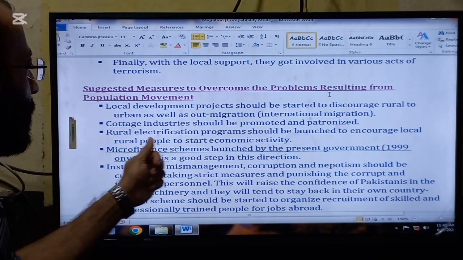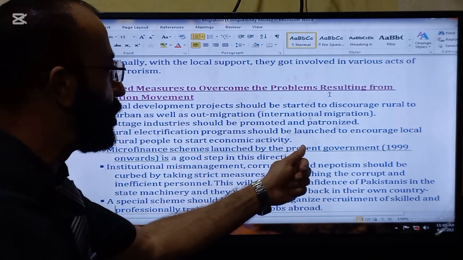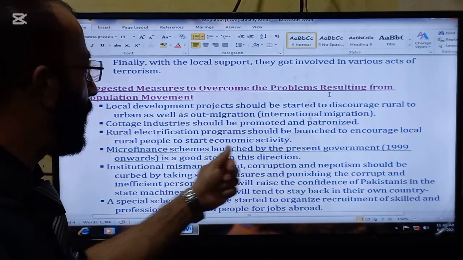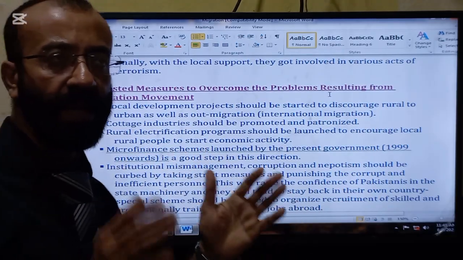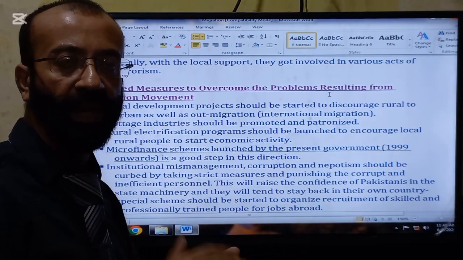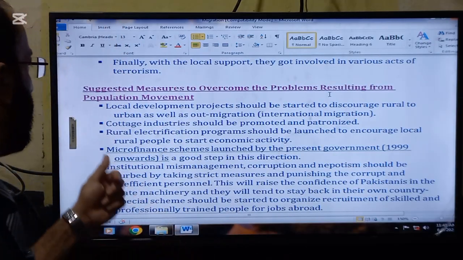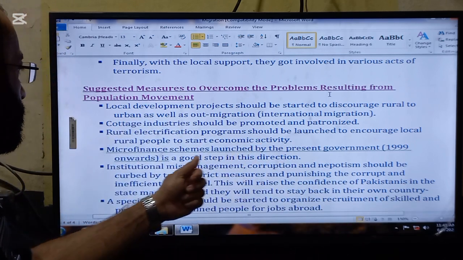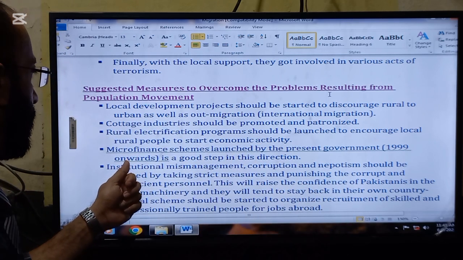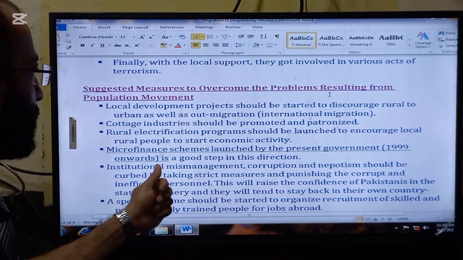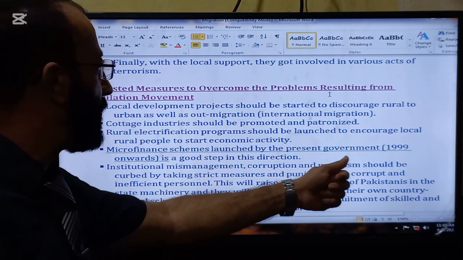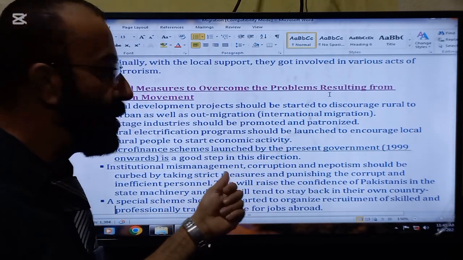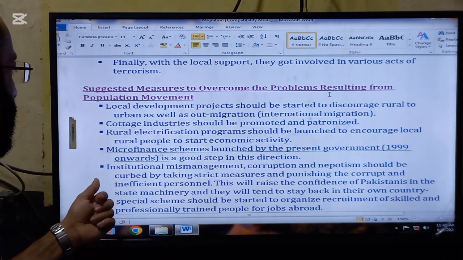Next, rural electrification programs should be launched to encourage local rural people to start economic activity. Because still there is no electricity in most of the villages of Pakistan, the rural electrification program should be launched so that activity is available there. So people will not move to other areas. Next is microfinance schemes launched by the present government 1999 onward is a good step in this direction. So this is a good solution for this problem.